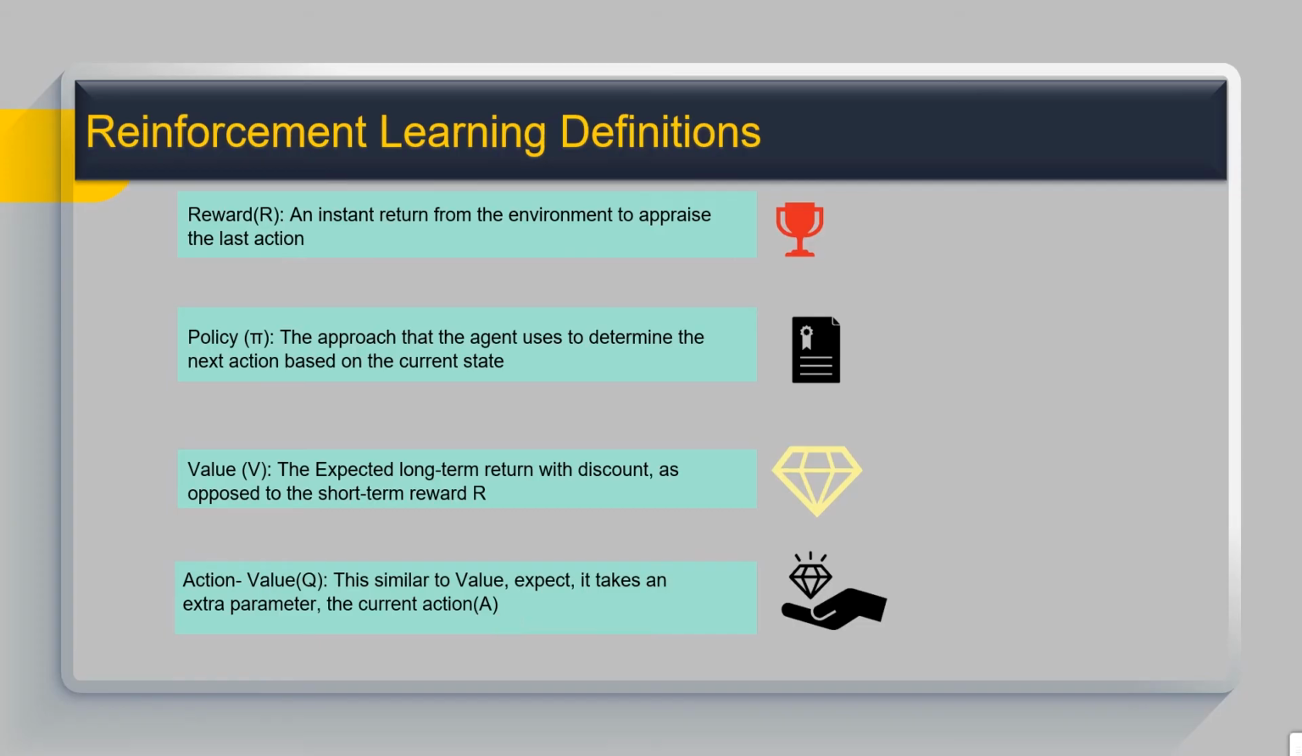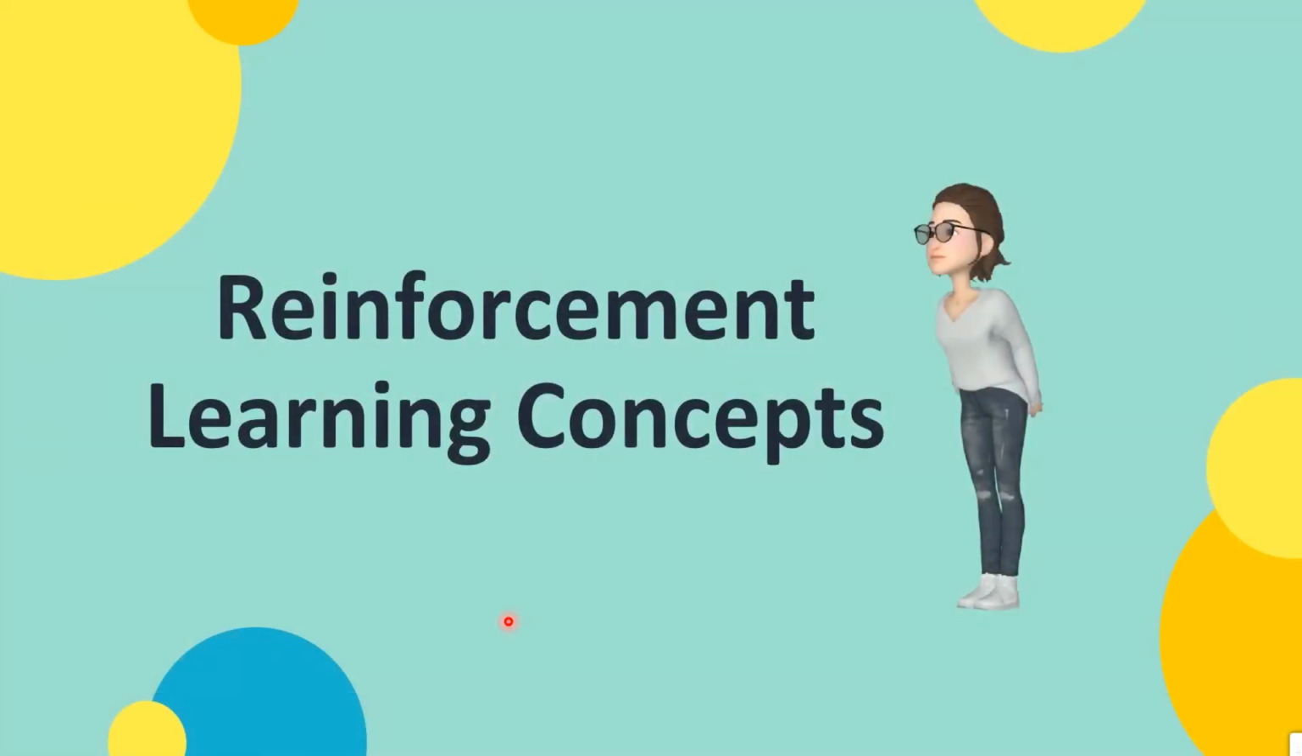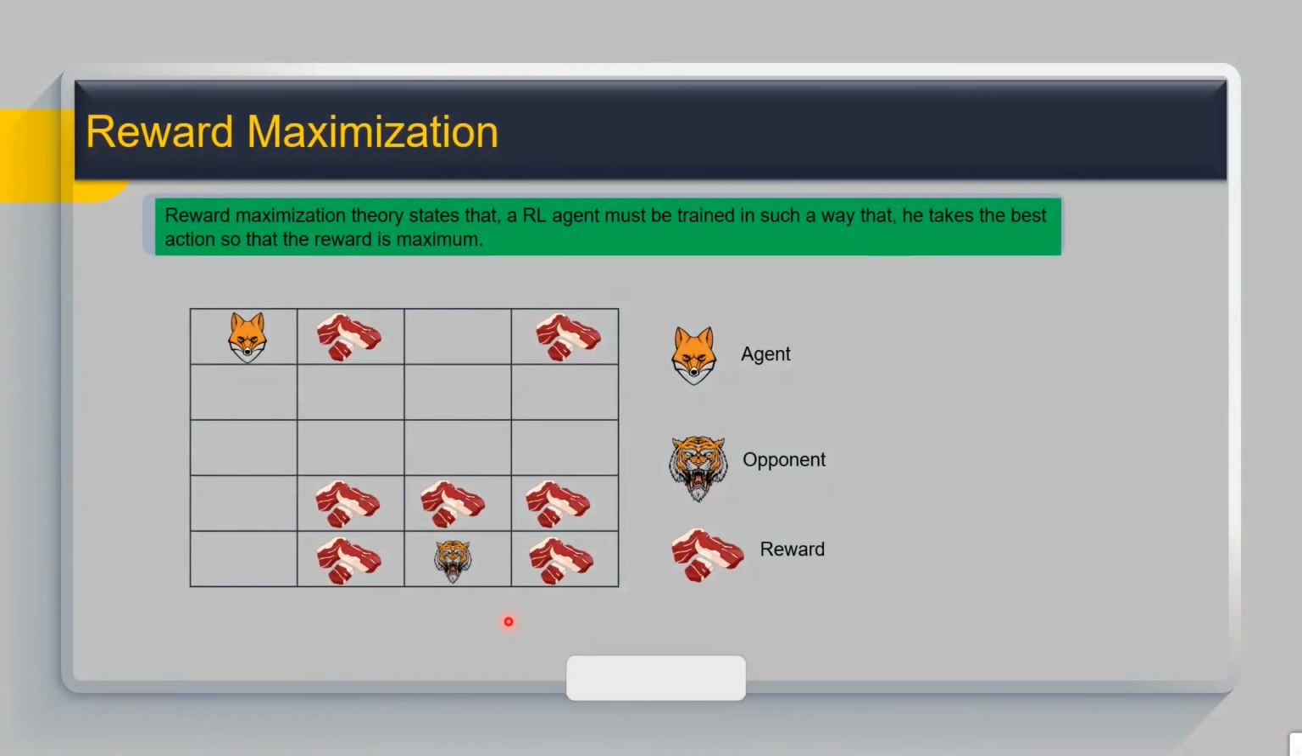in the further slides. Now, before we move any further, I'd like to discuss a few more concepts. So first, we will discuss the reward maximization. So if you haven't already realized, the basic aim of the RL agent is to maximize the reward. Now, how does that happen? Let's try to understand this in depth. So the agent must be trained in such a way that he takes the best action so that the reward is maximum, because the end goal of reinforcement learning is to maximize your reward based on a set of actions.